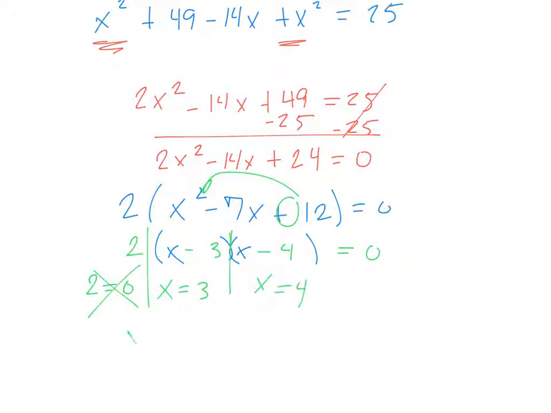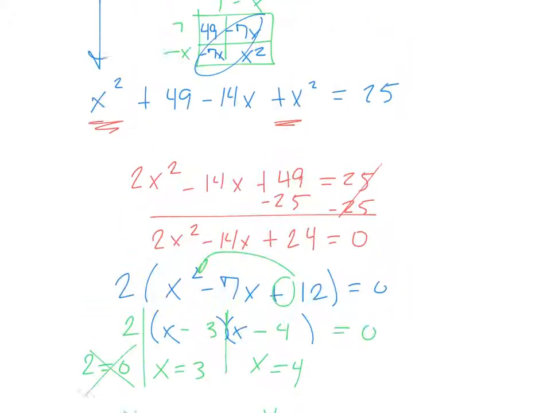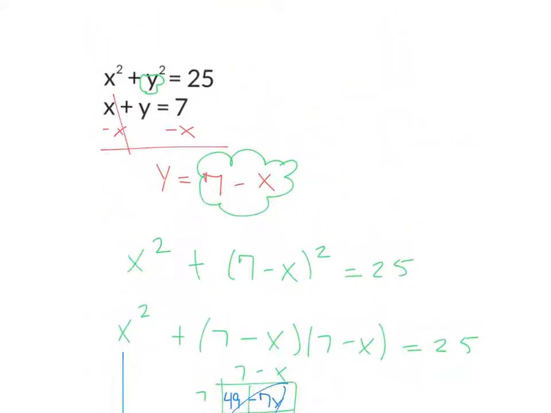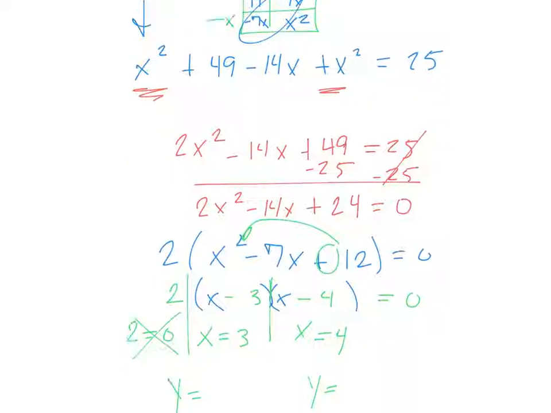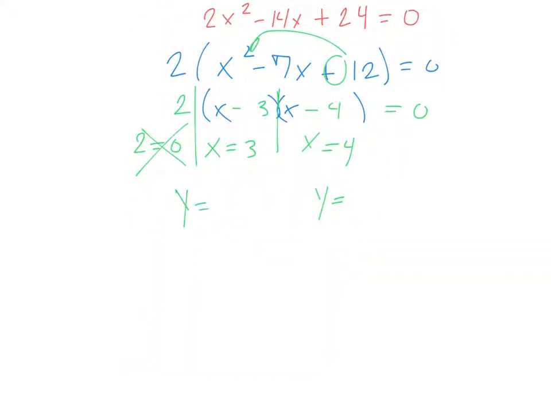So I'm just going to find my y values. And I'm going to do that by using the easier equation. So if I look up here, the easier one was the second one. And I already set it equal to y. If you notice, I set it equal to y right here. So I'm going to pull that 7 minus x down here. So in this case, if I do 7 minus 3, I get 4. So 3 comma 4 is a point. And if I do 7 minus 4, I get 3.